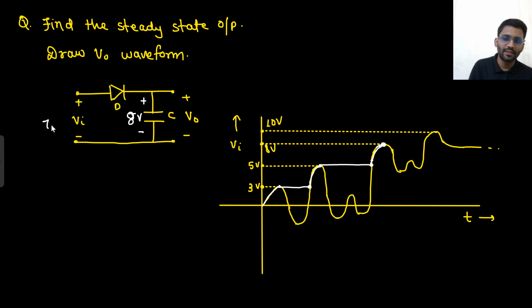At the next moment, what is happening? 7.9 volt here, diode again off. If the diode is off, what will happen? The capacitor will retain its voltage. So till what voltage will it retain? It will not discharge below 8 volt.